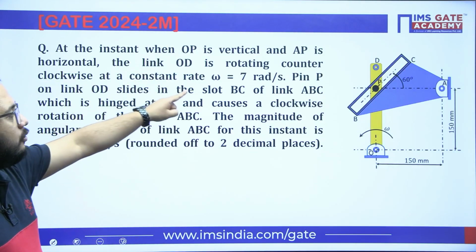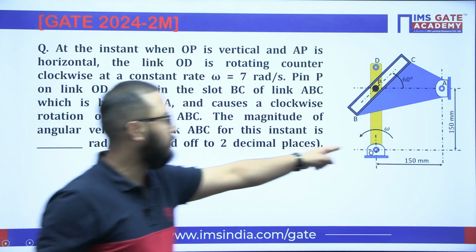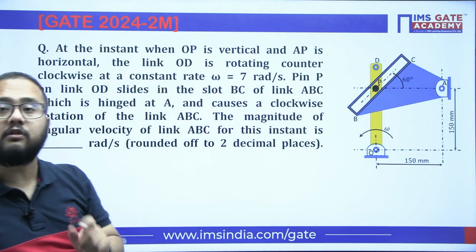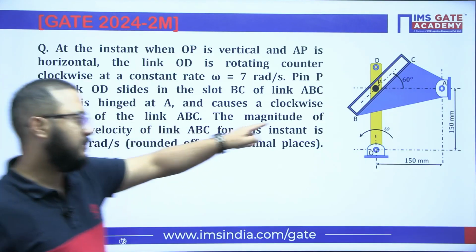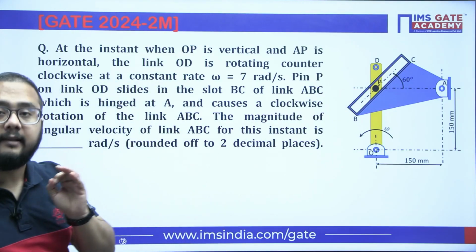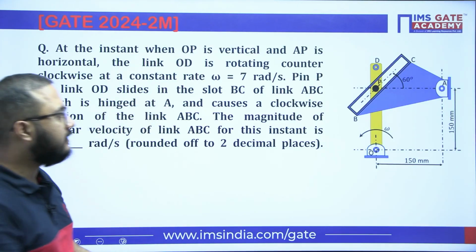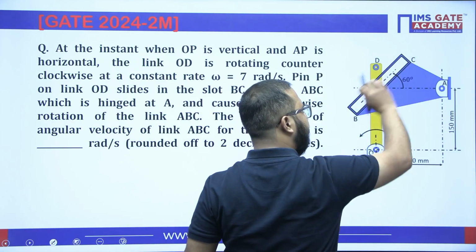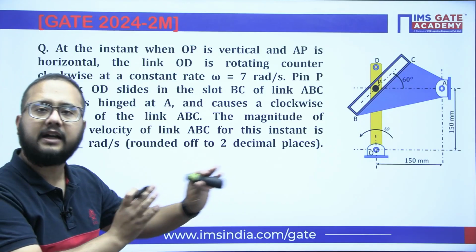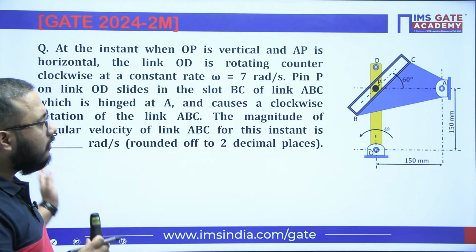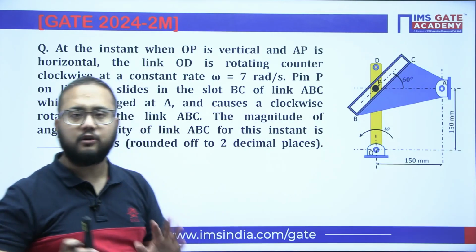The link OD is rotating counterclockwise at a constant rate of 7 radian per second. Link OD, which means this yellow one, is rotating counterclockwise with 7 radian per second angular velocity. Pin P, okay, this is the pin P, is going to slide on the slot BC. This is the slot BC, and on that this pin P is going to slide. That is what they have mentioned, and we can understand from the given mechanism also. So while reading, also try to see the diagram, you will understand and be able to visualize the motion also, right?